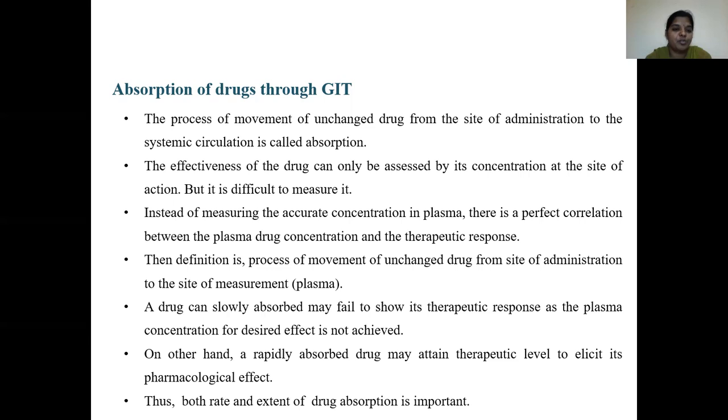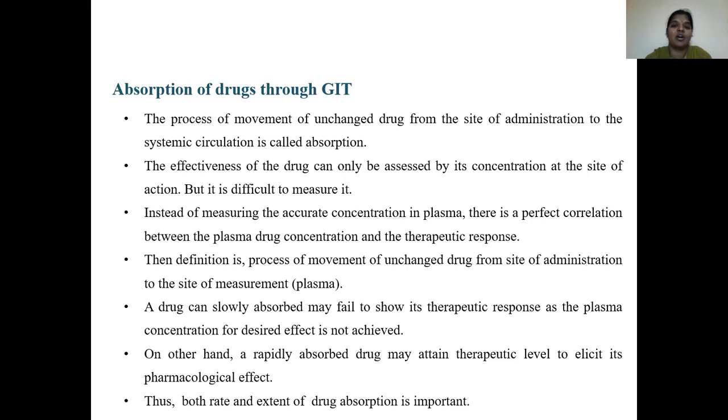In that, the first point: the process of movement of unchanged drug from the site of administration to the systemic circulation is called absorption. So where you administer your drug, from the site of administration to the systemic circulation, is called absorption. The effectiveness of the drug can only be assessed by its concentration. Then how much concentration of the drug will be absorbed at the particular site? It is very difficult to measure it.